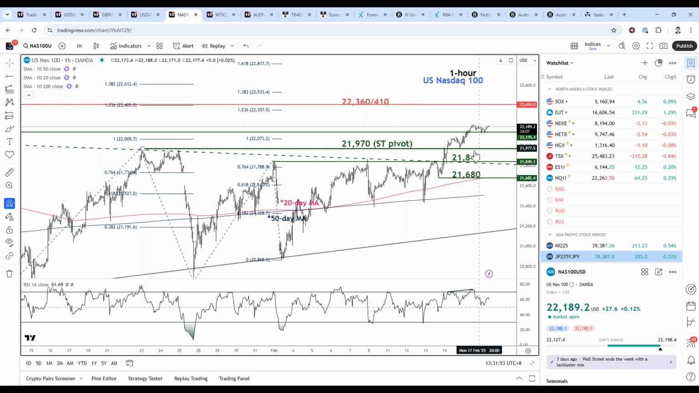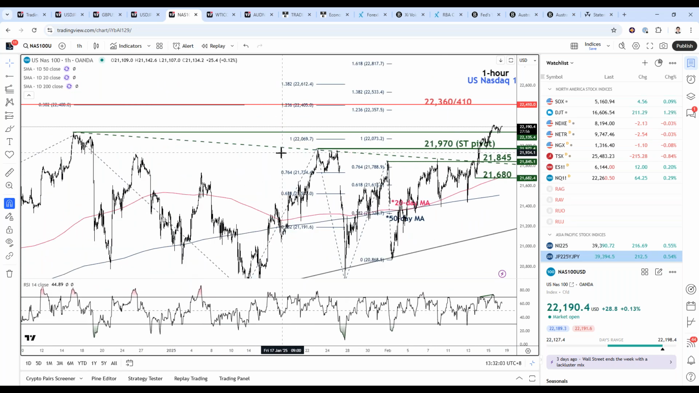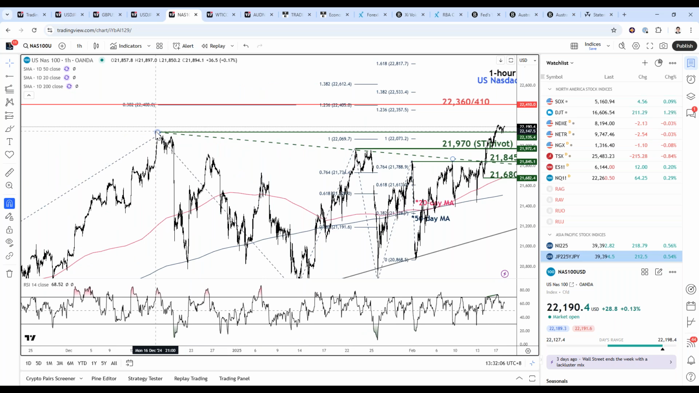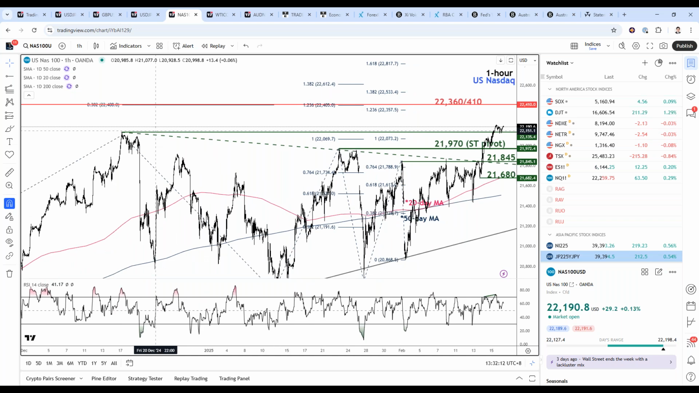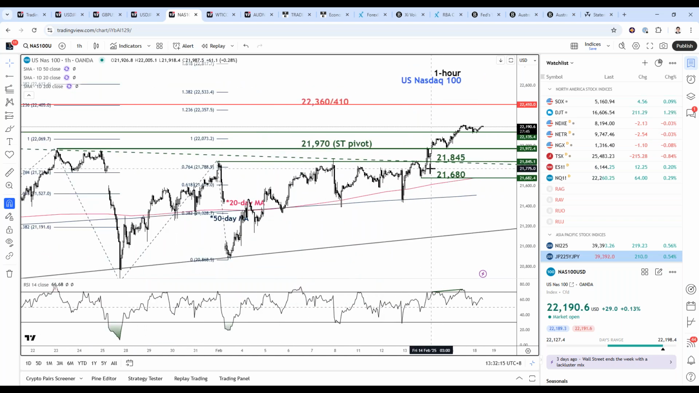Only a breakdown with an hourly close below 21,970 will invalidate today's intraday bullish bias and also invalidate last Friday's bullish breakout from this dotted green line here, which was the former medium-term descending trend line resistance previously in place since 16th of December high that was taken out last Friday. So with a breakdown below 21,970, that would increase the odds of a failed bullish breakout by exposing the next near-term support level at 21,845.